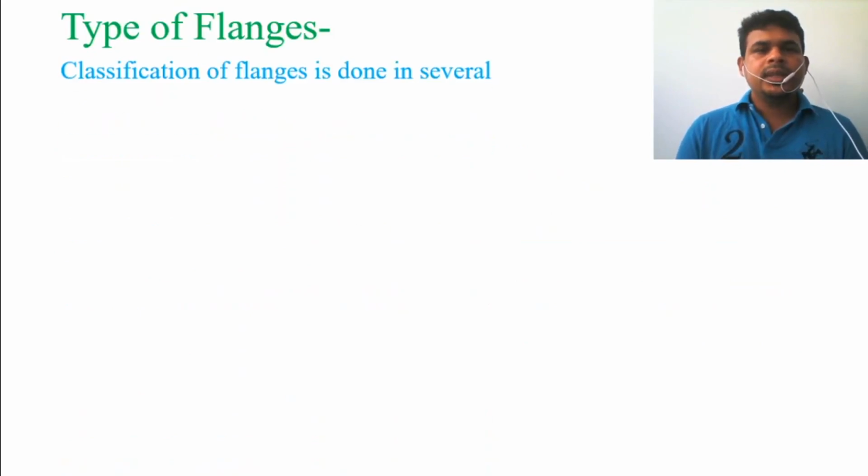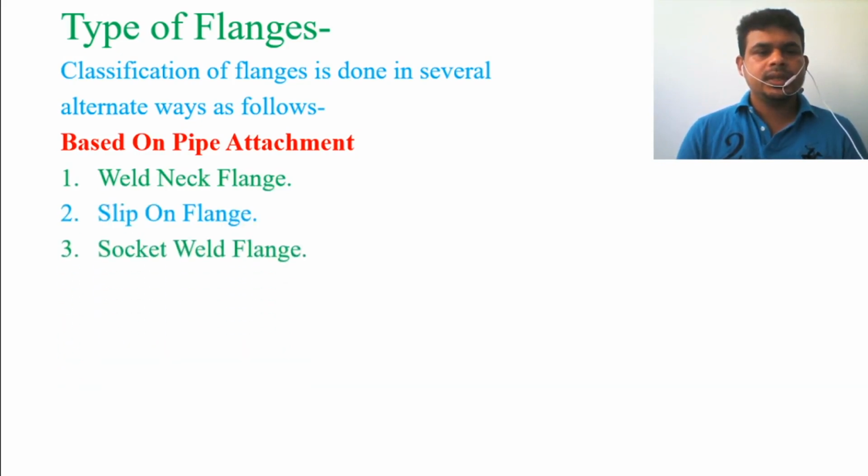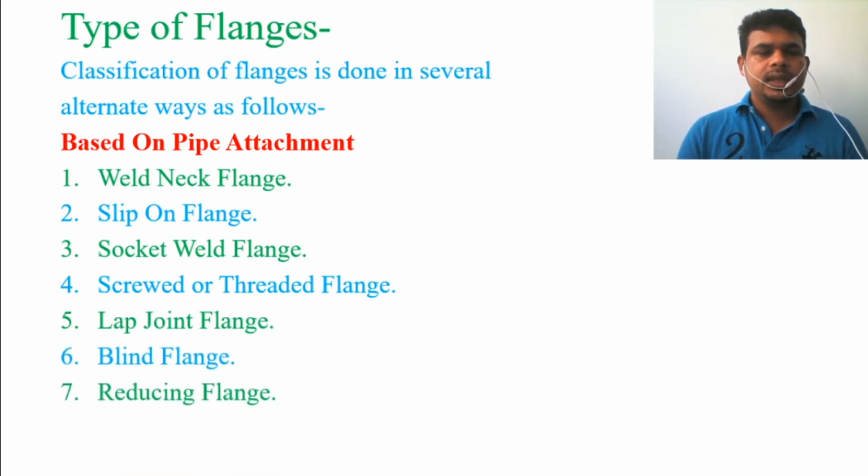Classification of flanges is done in several alternate ways as follows. If we want to classify flanges, there are many ways to classify. First, based on pipe attachment, what is the classification of flanges? Number 1 is weld neck flange, number 2 slip-on flange, number 3 socket weld flange, number 4 screwed or threaded flange, number 5 lap joint flange, and 6 is blind flange.